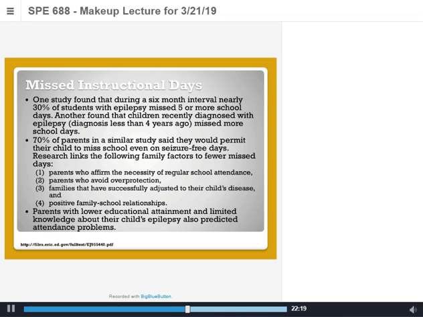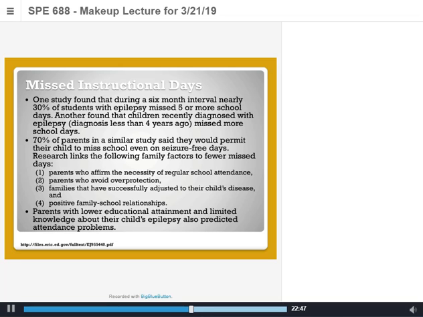So this goes back to parents sometimes being a little overprotective, and they might keep them home more often than they need to. So we need to encourage parents to affirm the necessity of regular school attendance, and help parents avoid overprotection by having confidence in us, knowing that we know what to do, knowing that we're going to be there for their child and their child's going to be safe with us.